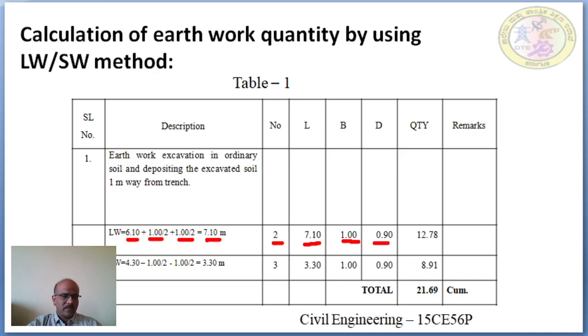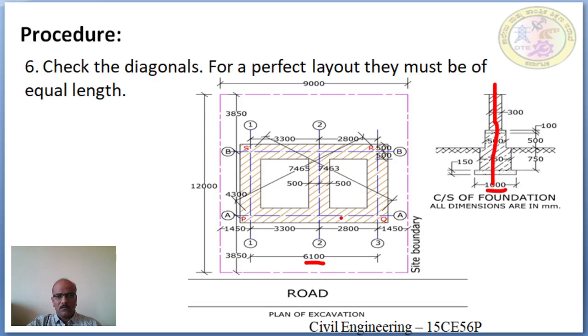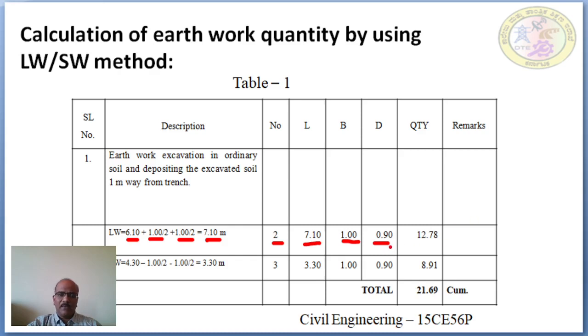Then the depth of excavation, we have to calculate from the cross section drawing. The depth of the excavation, up to the bottom of footing, is 750 mm plus 150 mm, that is 900 mm, means 0.9 meter. The 0.9 meter is the depth of excavation. When you multiply these together, we will get a quantity of 12.78 meter cube.